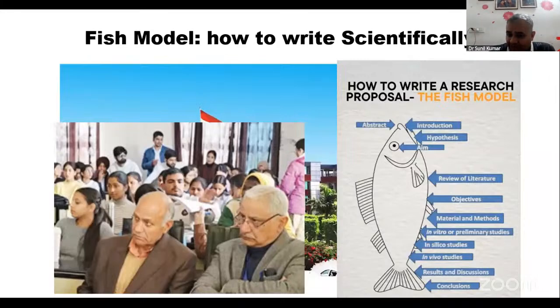If the tail is there, in vivo studies mean it's a small portion. If results and discussion are there, meaning conclusion, it is only the tail part of the fish, right? So this is a very, very easy way to understand. So Rana sir told me, if you know this model, try to write a paper or a review article on this, and you can tell other people, other students, and it will be beneficial for them.